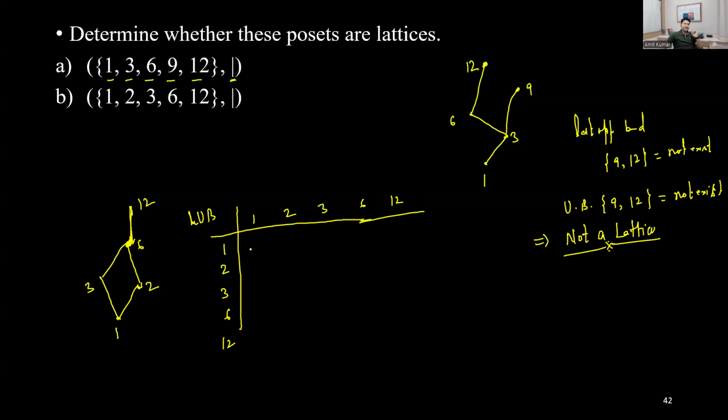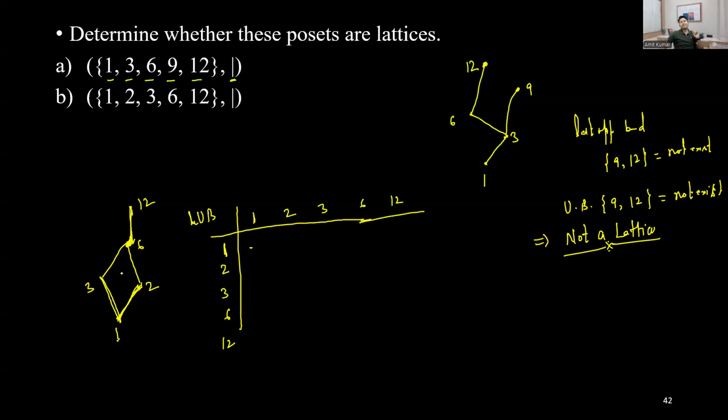Now the first position says the least upper bound of 1 and 1. What are the upper bounds of 1? Every element is an upper bound of 1. 2 is an upper bound of 1, 3, 6, 12, and 1 itself.